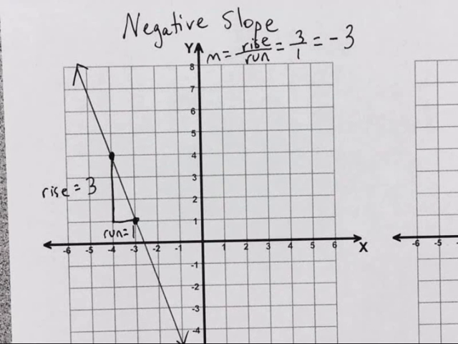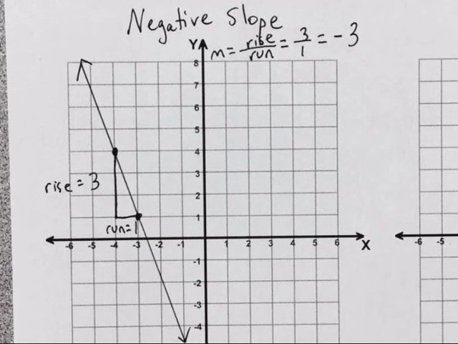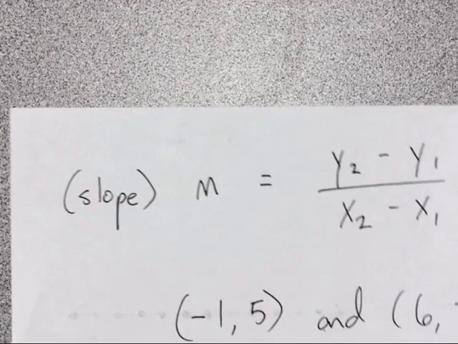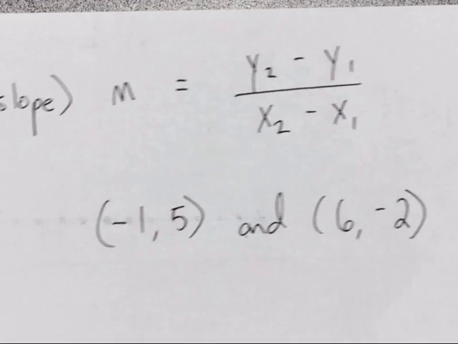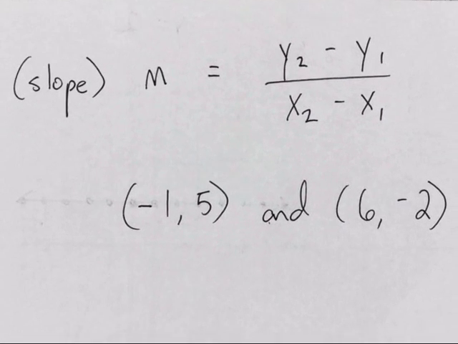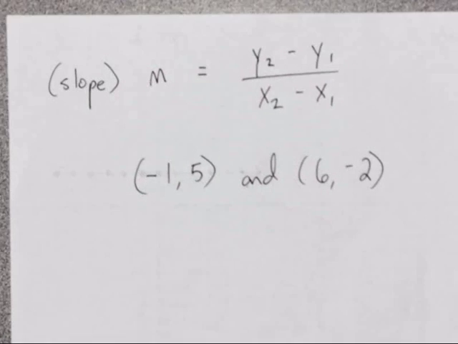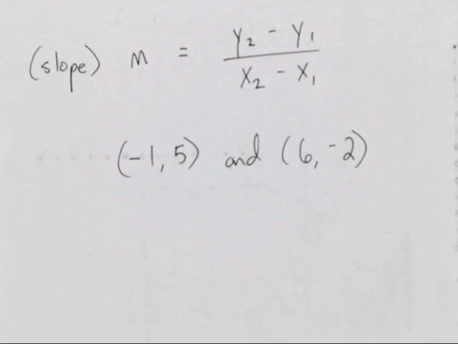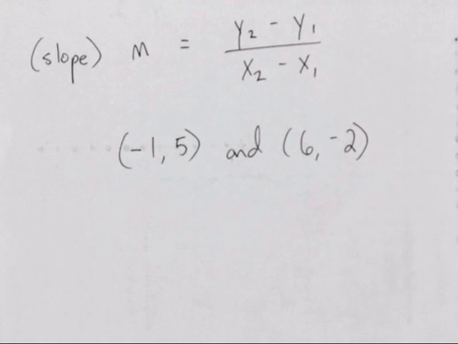Okay, so that's how we can find slope graphically, which describes the rate of change. I can also find slope mathematically if I'm given 2 ordered pairs that are on a line. So here is our slope formula to find slope between 2 ordered pairs. Once again, the letter M represents slope.